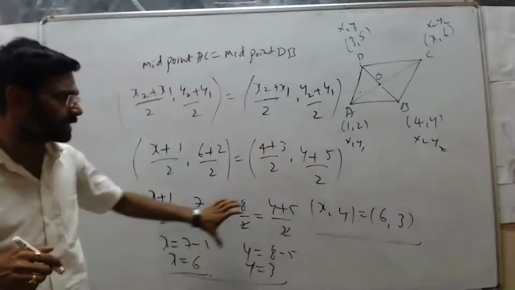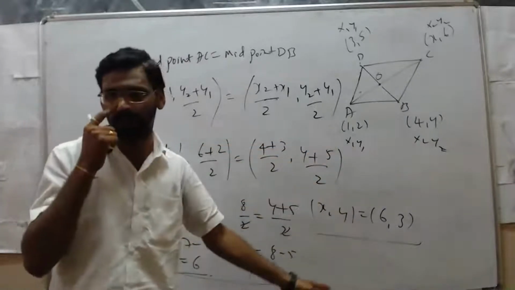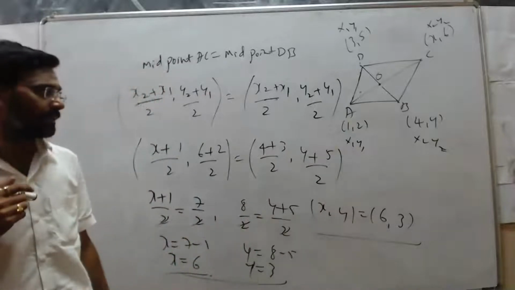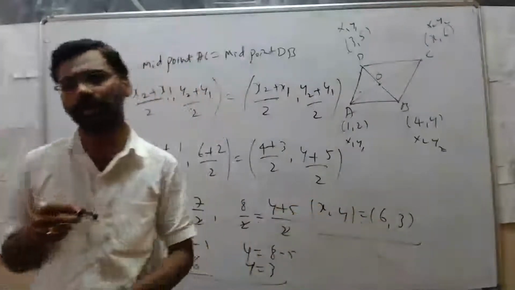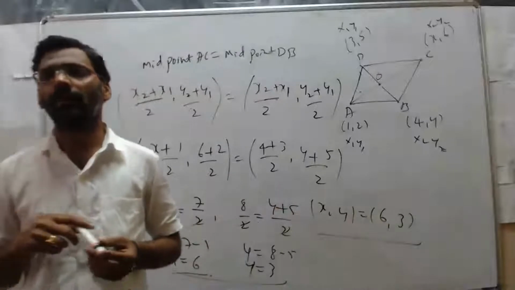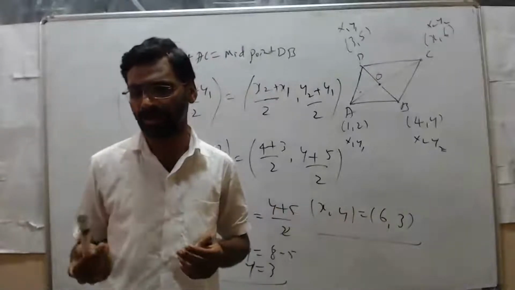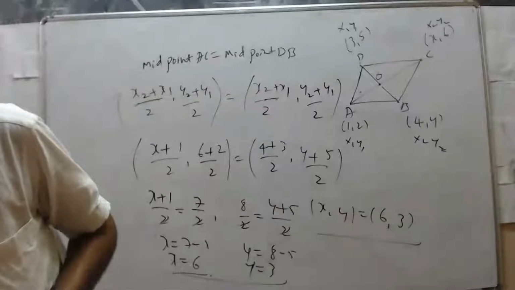Therefore after simplification, the x value is 6, and the y value is 3.